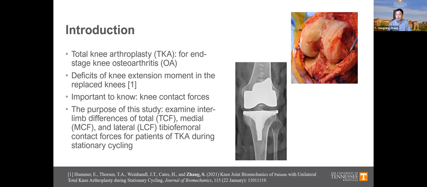However, it is still unknown if the knee contact forces would show similar results as the knee extension moment as we see in gait and cycling. Therefore, the purpose of this study was to use musculoskeletal modeling to examine interlimb differences of total tibiofemoral, medial compartment, and lateral compartment compressive forces for patients during stationary cycling.